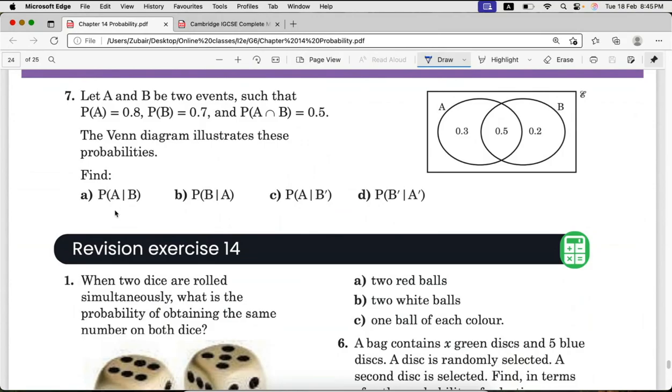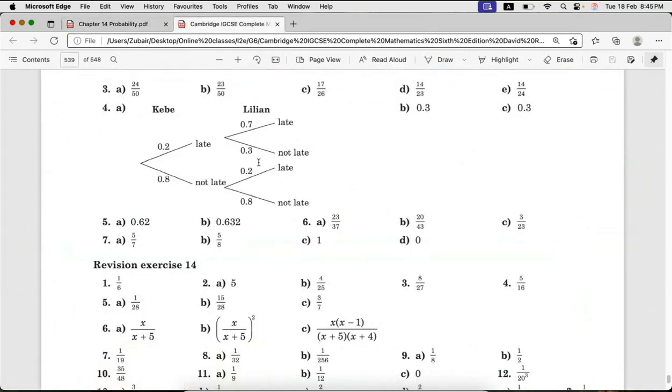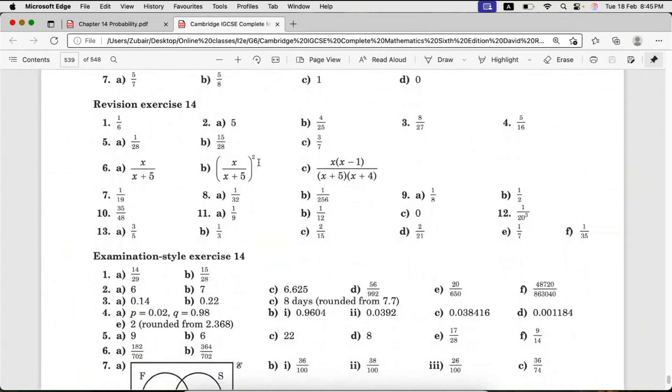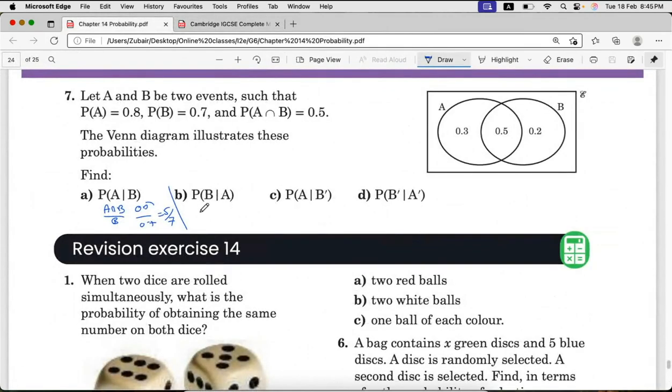The formula: the numerator will be A intersection B divided by B. So if we look at the intersection part, that is 0.5 divided by the probability of B, 0.7. So this is 5 by 7. Does that make sense? Yes, sir. 7A is 5 by 7. Try 7B.